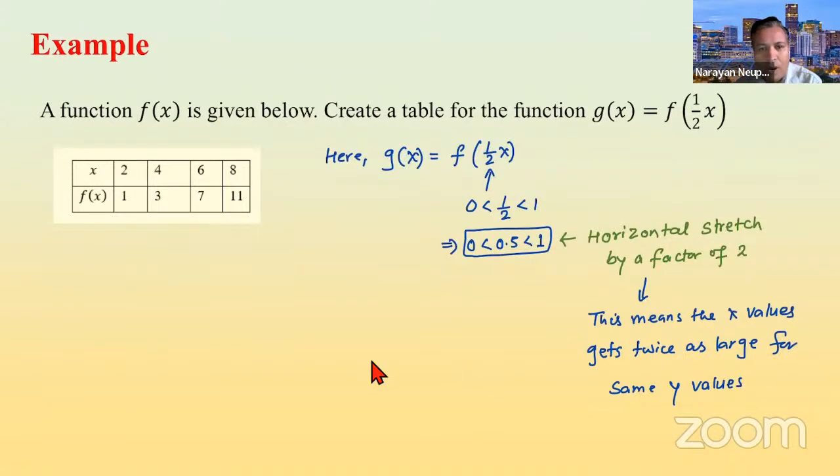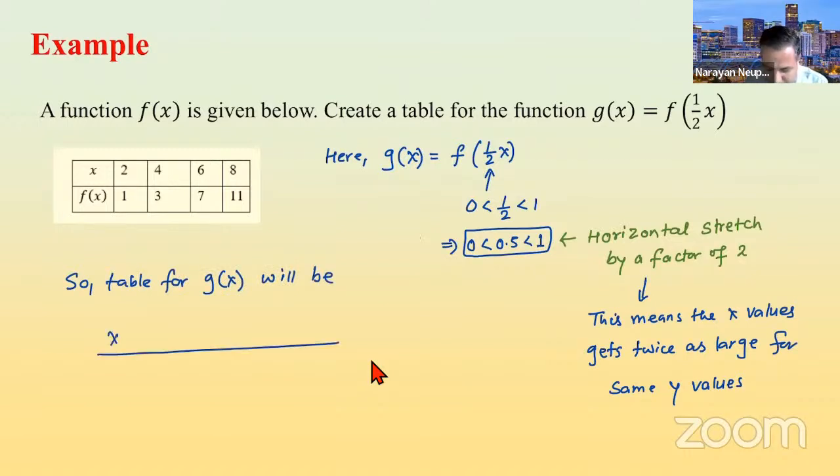So that means if I want to make the table for the new function g of x, the table for g of x will be the same table like before, x and g of x. Okay, 4 values there, 1, 2, 3, 4.